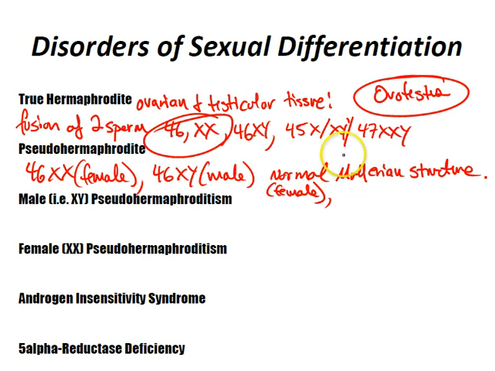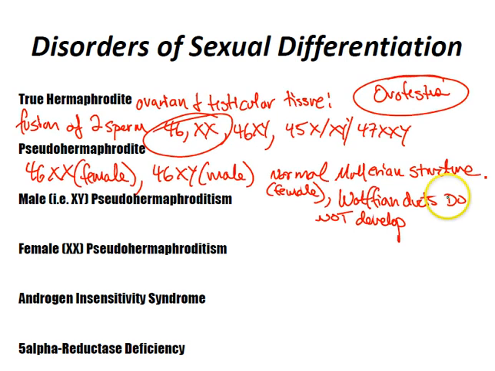And for the male, its Sertoli cell MIF eliminates the Müllerian structures. But the Wolffian ducts do not develop. That is very important. The Wolffian ducts in the female do not develop. But it's the Sertoli cell MIF that eliminates the Müllerian structures in the male. So that's the ductal difference.